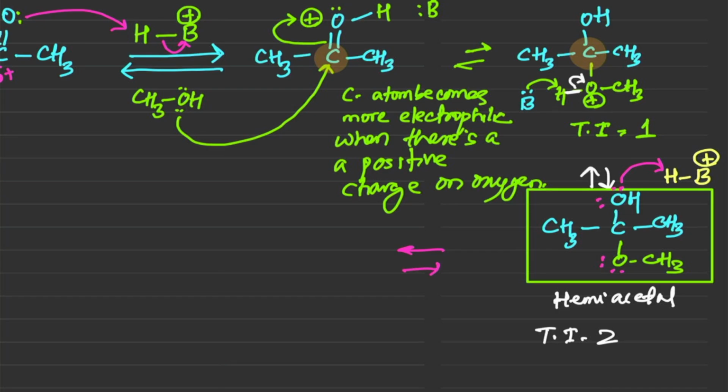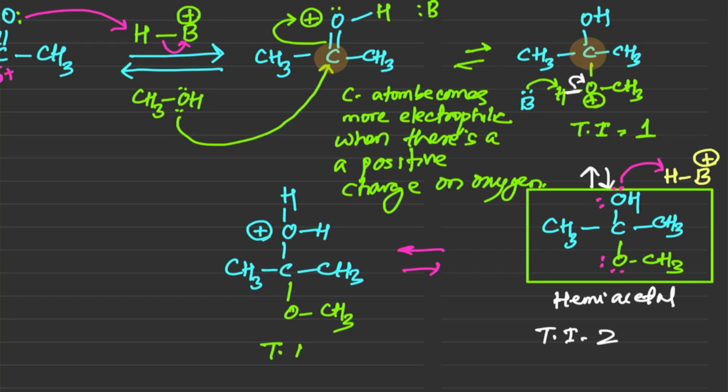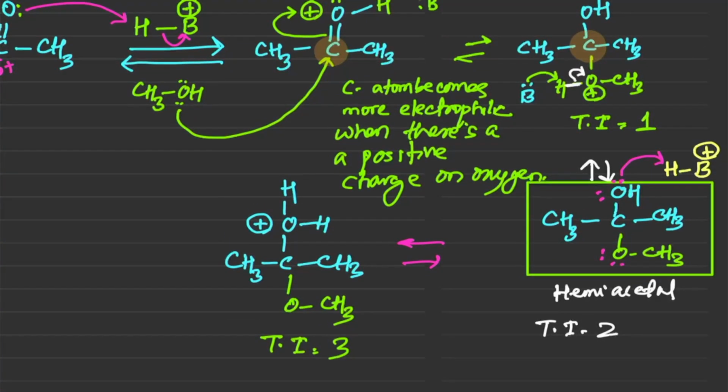What would we be making if it happens? So CH3, OH, H, oxygen has 3 bonds, so it should have positive charge. And on the bottom side, nothing changes, OCH3. Okay, so this is called tetrahedral intermediate 3. Okay, so at this point, what should your goal be? Your goal should be to neutralize the positive charge on oxygen.